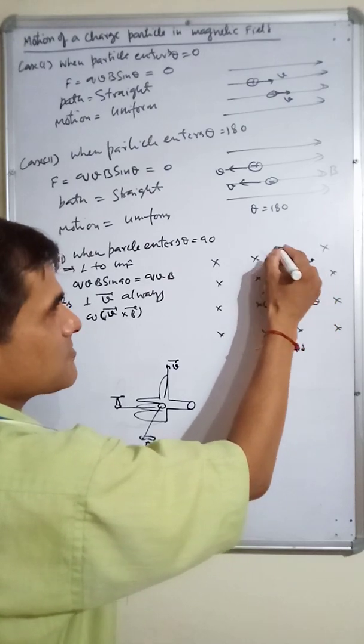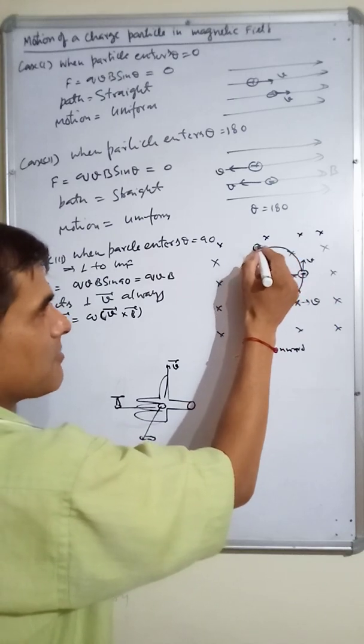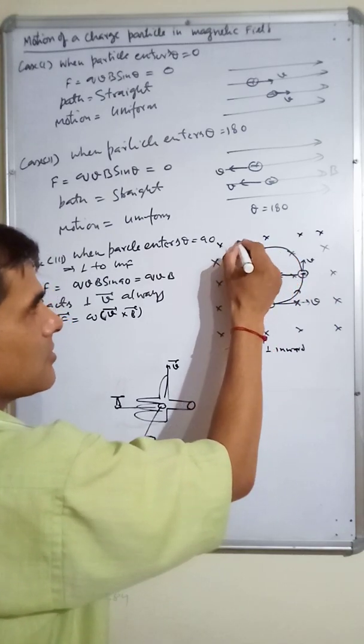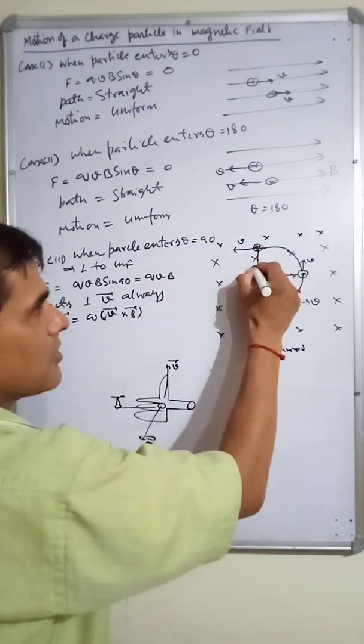Again, take a charged particle right over here. Here you also take the magnetic field. The charged particle must be inside the magnetic field. Suppose this is a positive charge. This is the velocity, and the magnetic field is inward. So the force will be in.